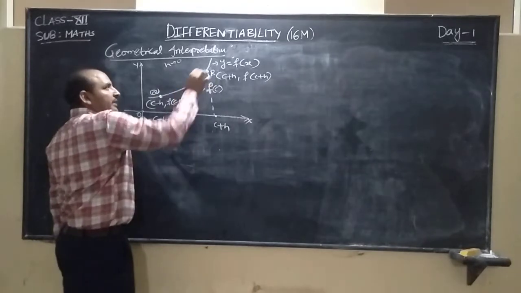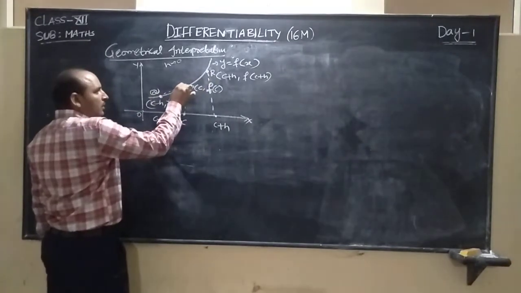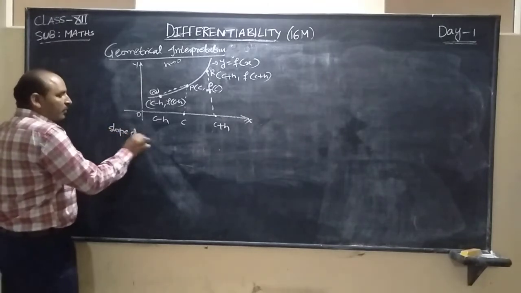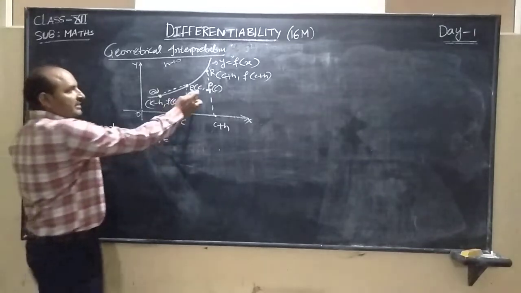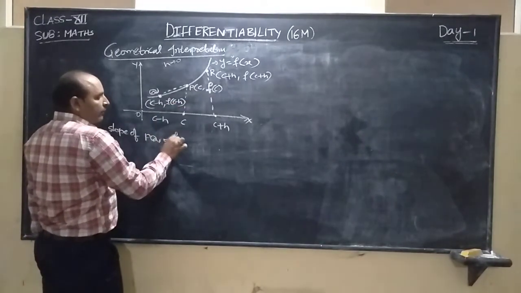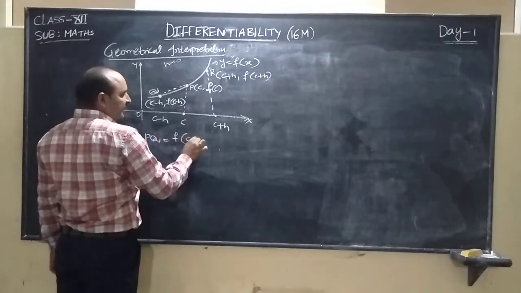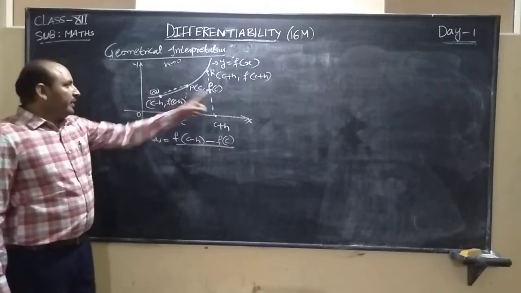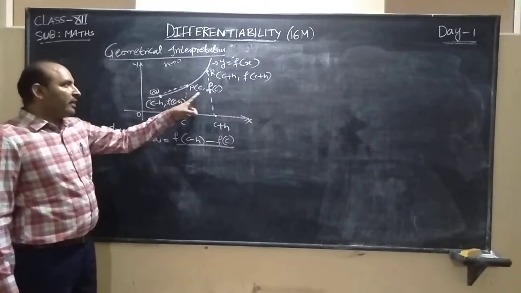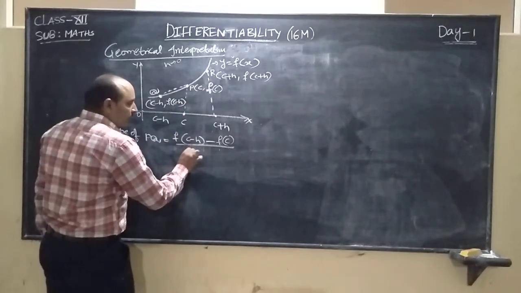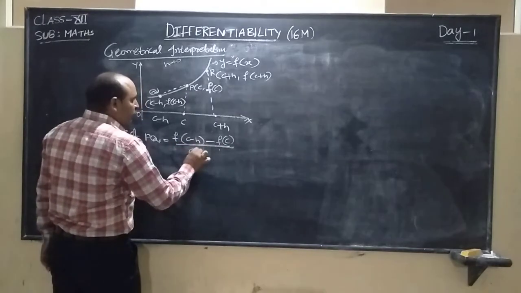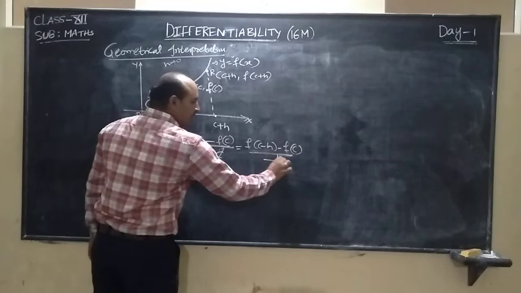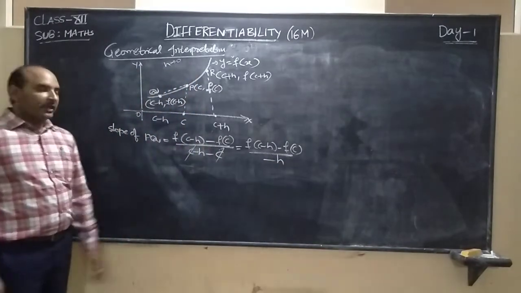So what we understood in this is that we have to find the slope of this chord, the line joining the points P and Q. So the slope of PQ is equal to, this is x1, y1, x2, y2, so you can write f of x2, which means f of c minus h, minus f of c, divided by x2 minus x1. So we can write f of c minus h minus f of c divided by c minus h minus c, where c and c cancel, so it is equal to minus h. So this is the slope of PQ.